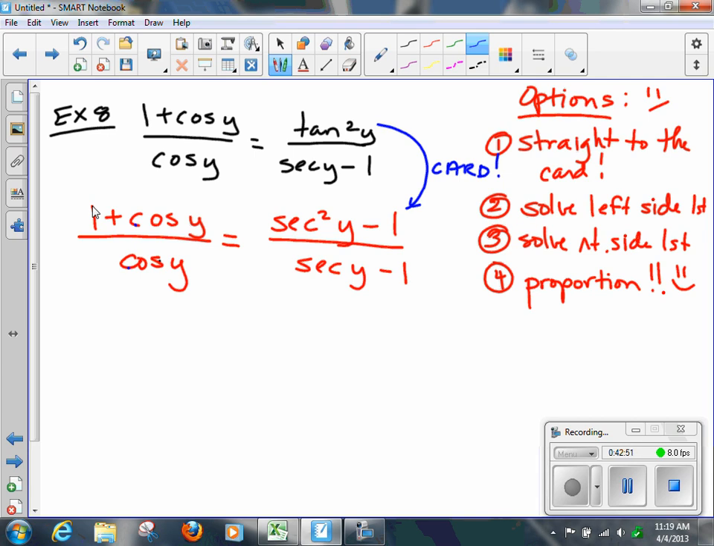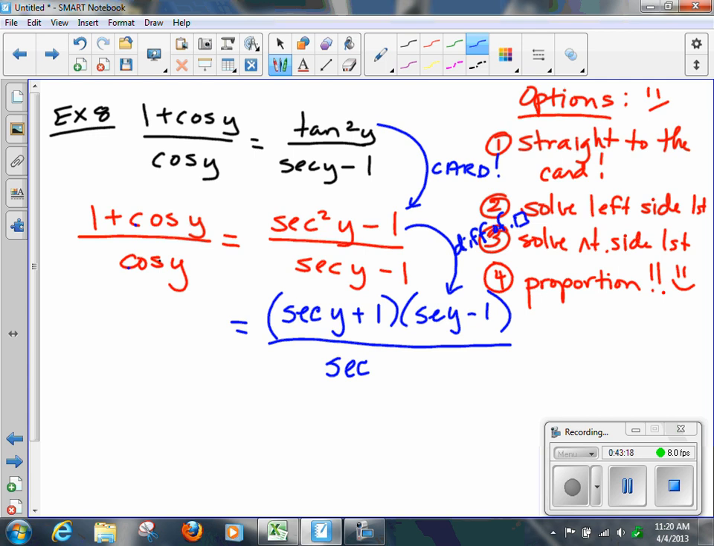No, you want to do the same thing. Guys, look at that first, the right numerator. It's a difference of squares, which means it's going to break down into what? Secant y plus 1, secant y minus 1. All right, how did we get there? Difference of squares. Now what's going to happen? This is what you were wanting to do. Now I can cancel my secant y minus 1.